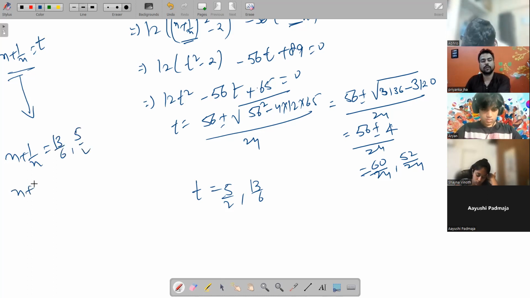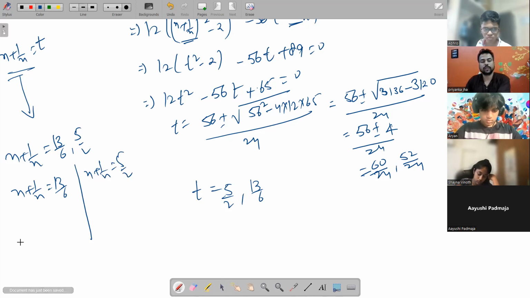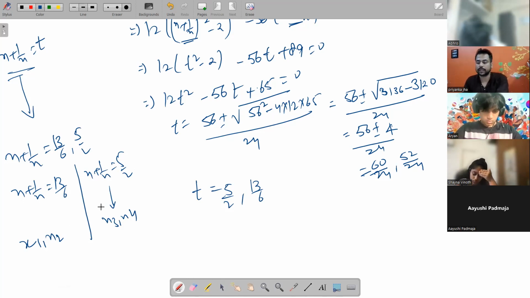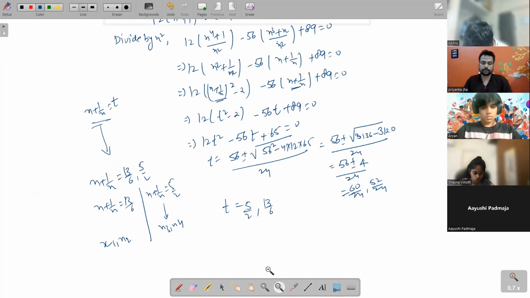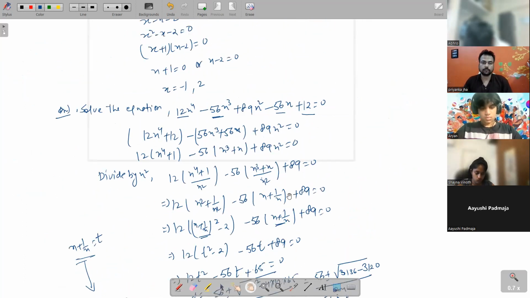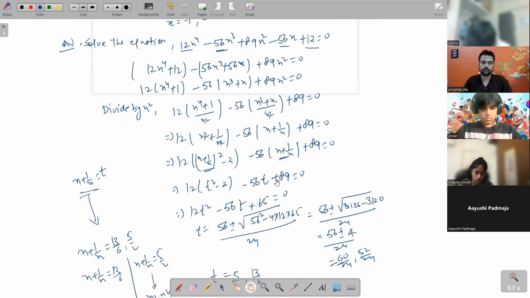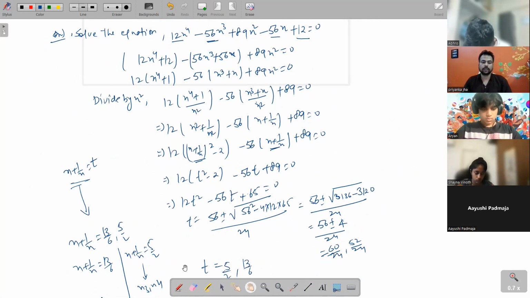Again, you will have two equations, x plus 1 by x equal to 13 by 6 and then x plus 1 by x equal to 5 by 2. From both the equations, you will have two values of x each. Solve both of these equations, you will get four different values of x. Understood? Note it down.